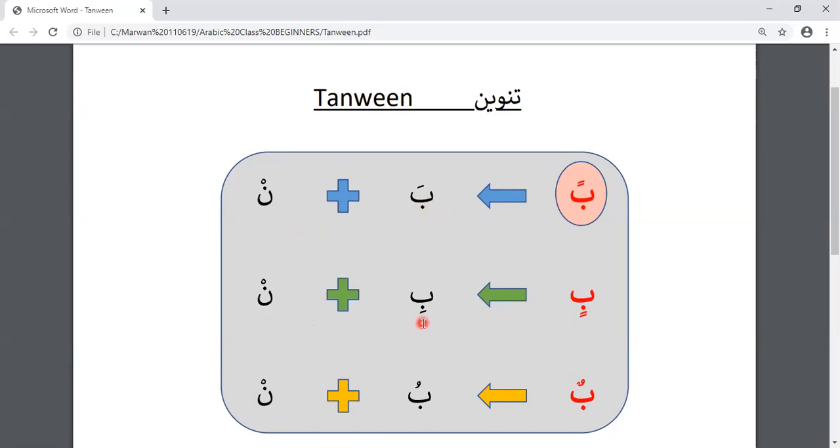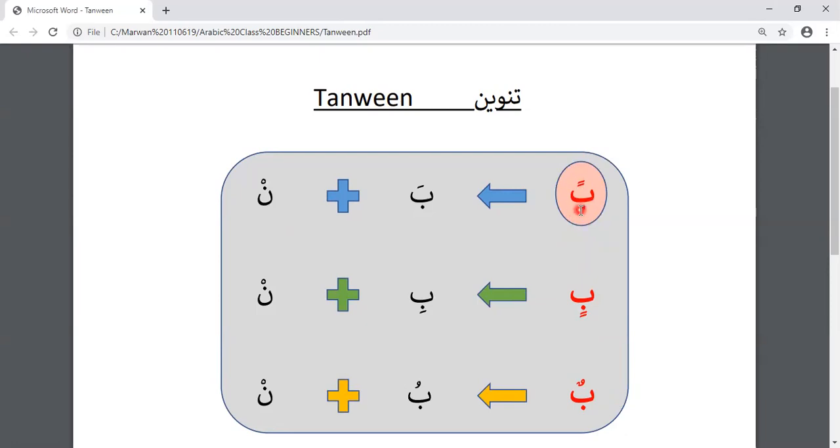This would be bin, bin. And this would be bun. So every time you see double the accent, that's tanween. You pronounce the basic accent, only one, and then you add the n at the end. Ban, bin, bun.